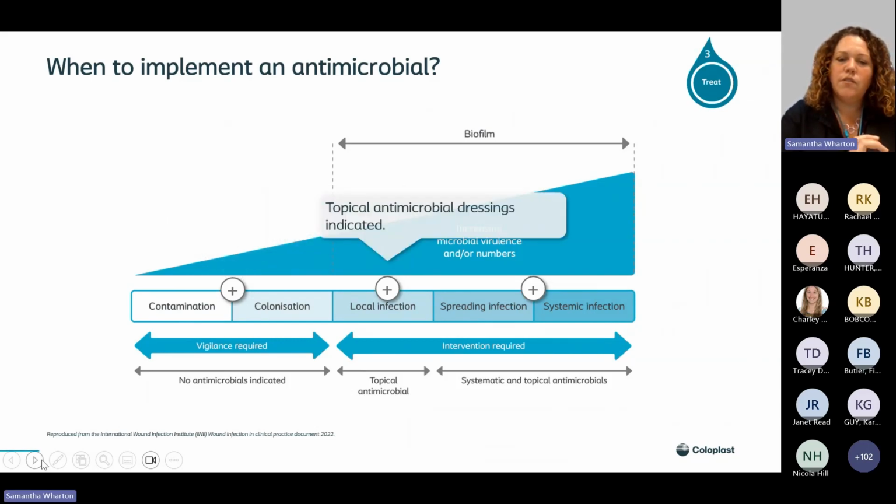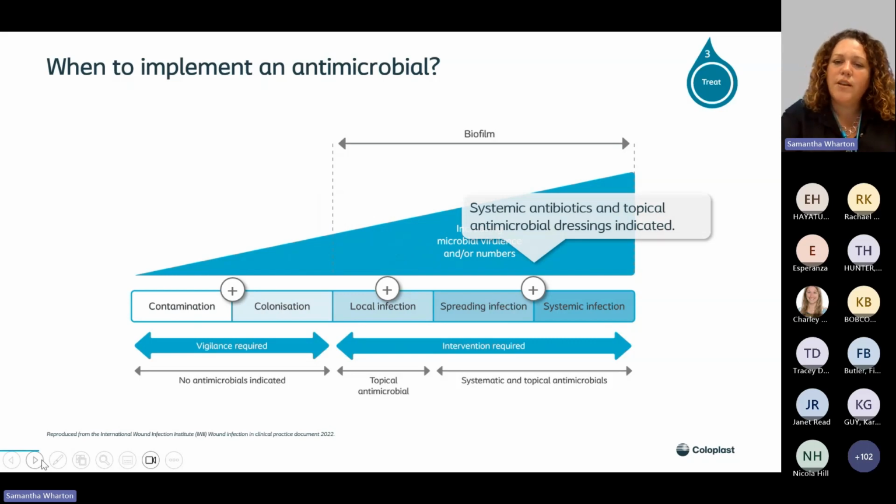When you move on to those signs of local infection, this is where you need to start using your topical antimicrobial dressings. They're indicated to be used at this point to stop that local infection going into a spreading infection. You need to manage that bacterial burden by using an appropriate topical antimicrobial to reduce that bacterial burden in that wound and remove those signs of infection.